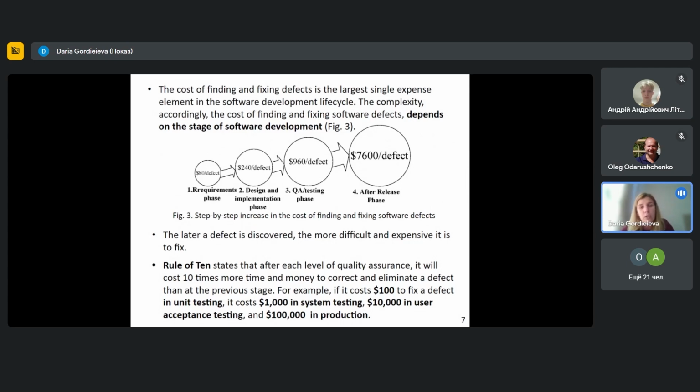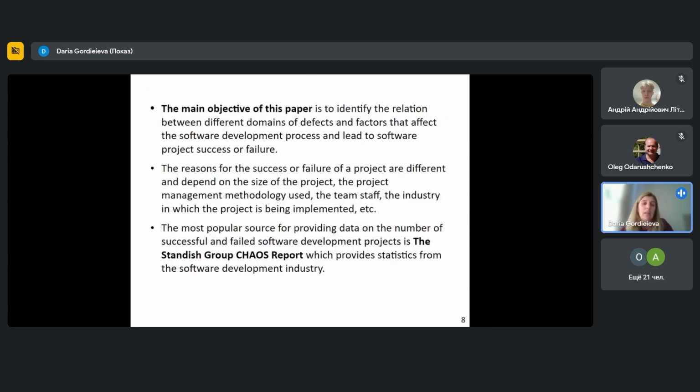Considering the increase in the cost of a defect during the software testing stage, the Standish Group has developed what is called the rule of 10, which states that after each level of quality assurance, it will cost 10 times more time and money to correct and eliminate a defect than at the previous stage. The main objective of our paper is to identify the relation between different domains of defects and factors that affect the software development process and lead to software project success or failure.